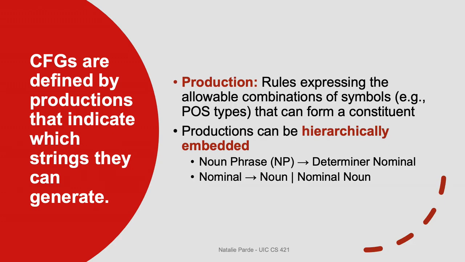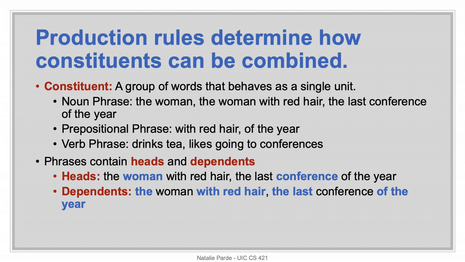The rules governing which strings a CFG can generate are called productions, and productions can be hierarchically embedded. So you might have a production rule like the one shown here, where a noun phrase can be decomposed into a determiner followed by a nominal, and a nominal can be further decomposed into a noun or a nominal followed by a noun. Production rules thus determine how constituents can be combined with one another, and a constituent just refers to any group of words in a CFG that can behave as a single unit. So constituents might be things like noun phrases, prepositional phrases, or verb phrases.